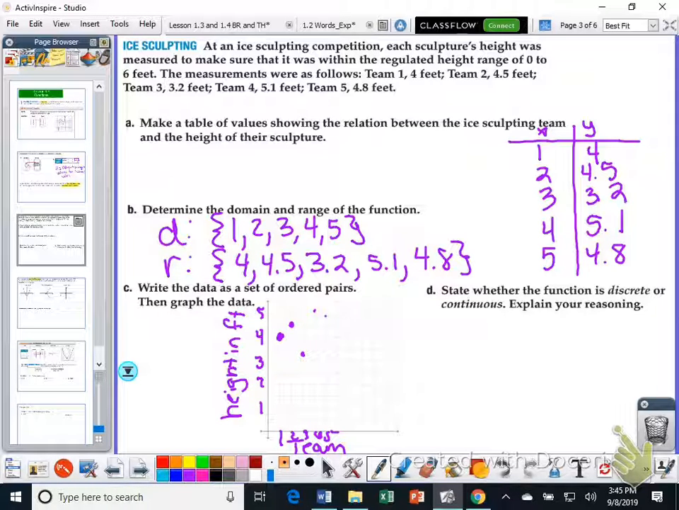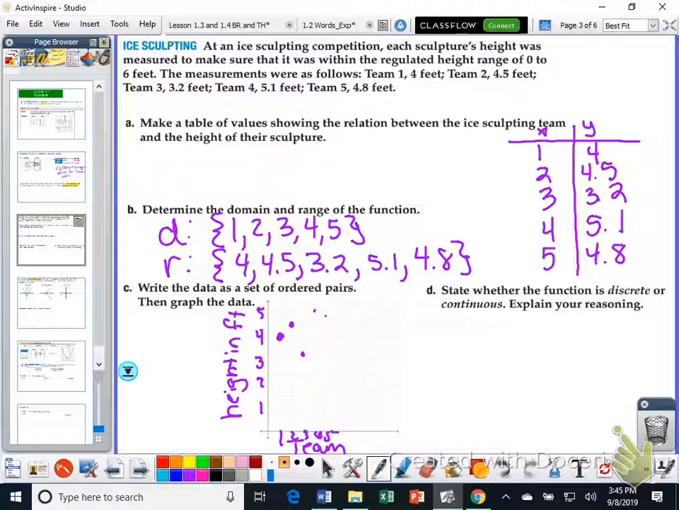So state whether the function is discrete or continuous. What some students do is they automatically, when they have points, they start connecting them. That's not always the case with some graphs. You really need to determine, does your data represent a continuous or a discrete function first before you even connect them? So we got to talk about this here a second.